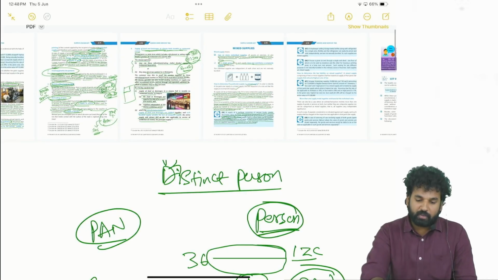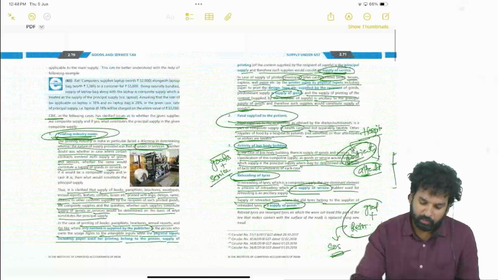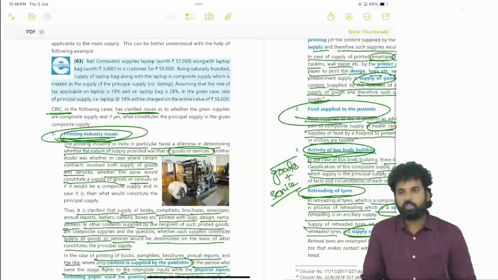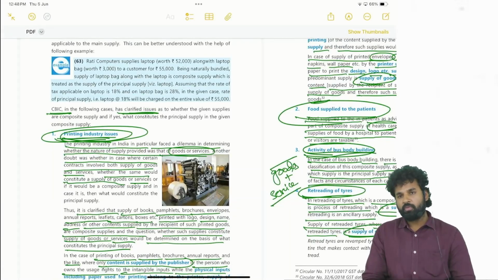There are clarifications with respect to this. The first clarification is with respect to the printing industry, where booklets, pamphlets, brochures and books are given.